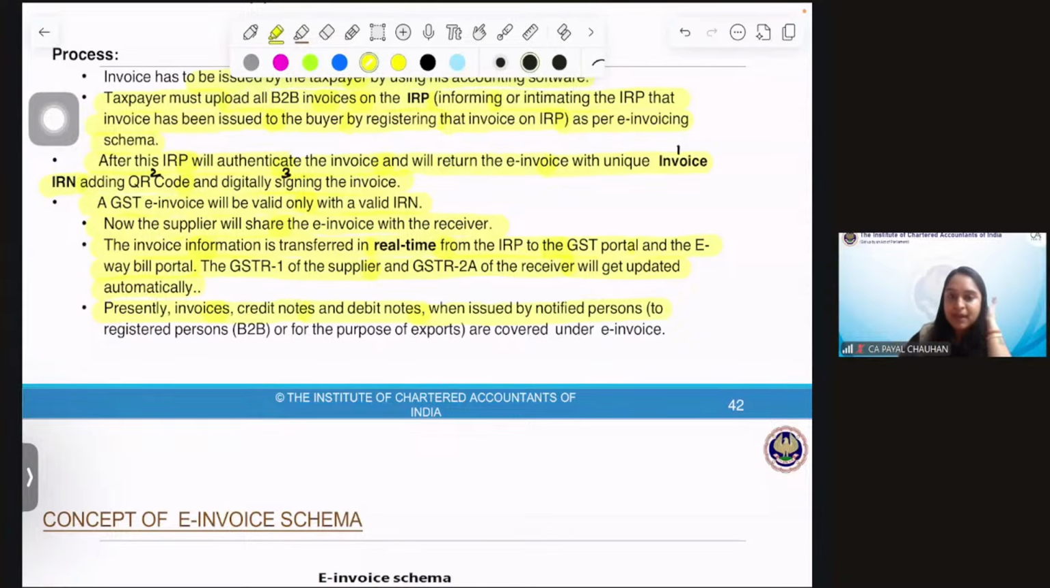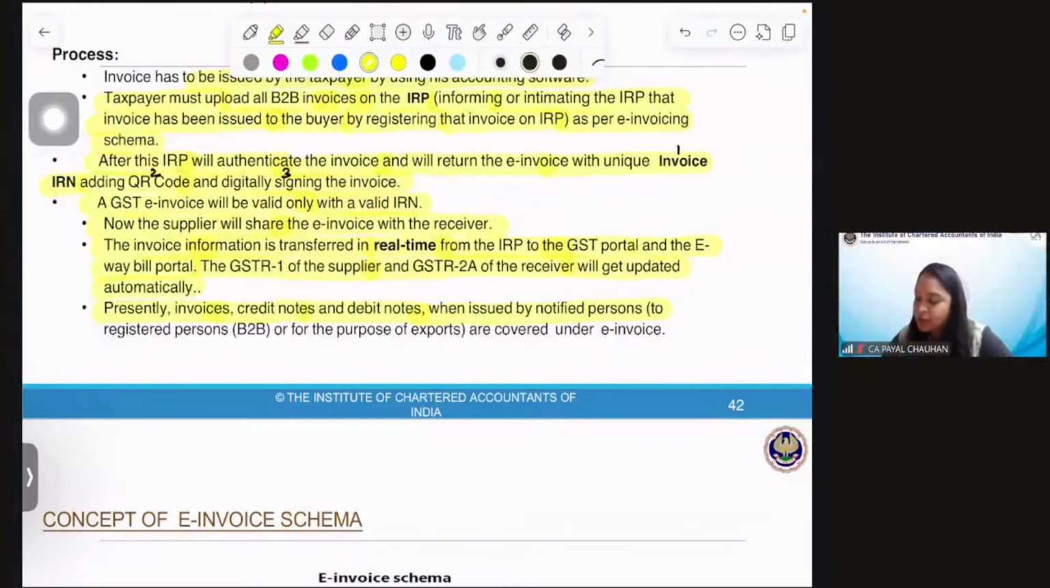Again, what do we mean by notified person? Just tell me true or false: is a registered person a notified person? False. No, a registered person is not a notified person. You need to exceed the turnover of 5 CR. Perfect.